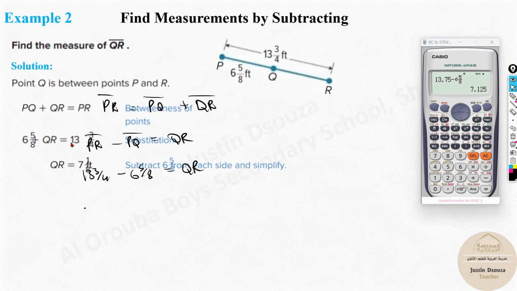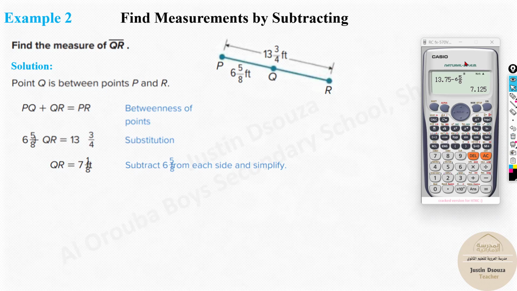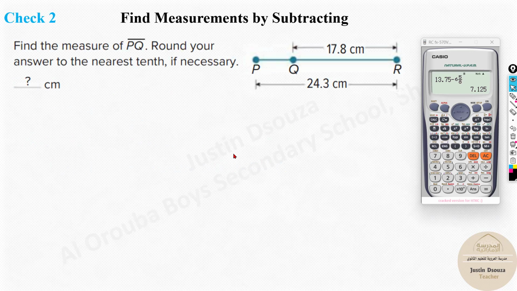Now here you can see it is written as 7 1/8. I know for sure that 7 1/8 is 7.125 because 1/8 is 0.125. Now this one is also another simple problem. All you need to do is 24.3 minus 17.8, and there you go. That will be the answer, 6.5.